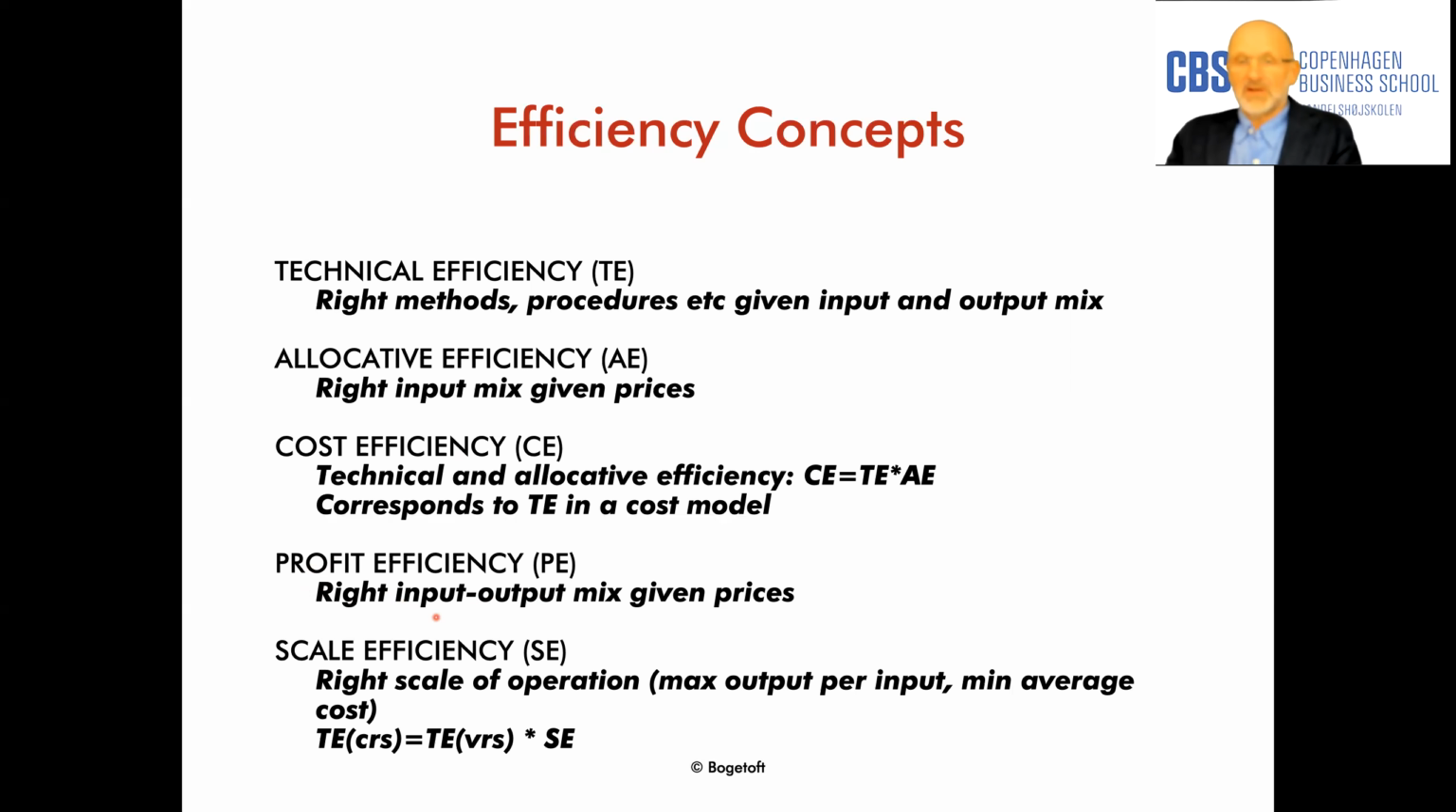And the last concept I introduced was this idea of scale efficiency. Ideally, if you could decide yourself on the output level and your input level, you would like to choose the right scale of operation where you have the maximum output per input unit, or if you have cost, the minimal average cost, the minimal cost per unit being produced. And we have this relationship here: the efficiency score you get in the CRS model is the one you get in the VRS model multiplied by the scale efficiency.